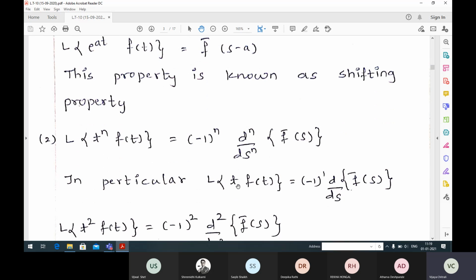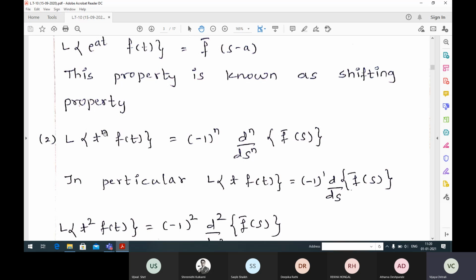Now the second one. Laplace transform of t raised to n f of t, means a function f of t multiplied by t raised to n. So n may be 1, 2, 3, 4, 5, and so on, right? So Laplace transform of a function f of t multiplied by t raised to n is equal to minus 1 raised to n, d n divided by ds raised to n of f bar s, the nth derivative.